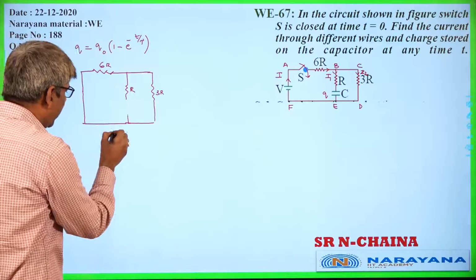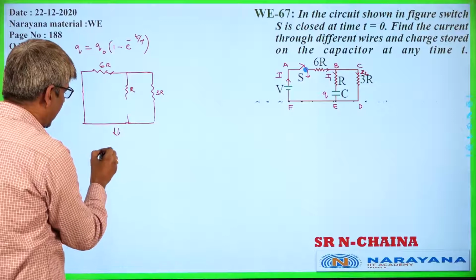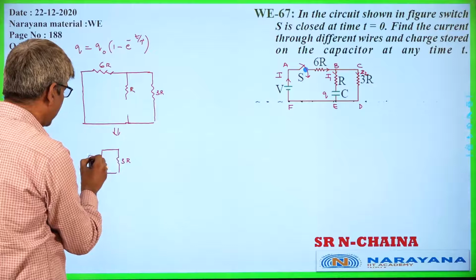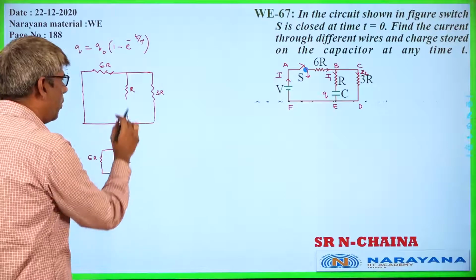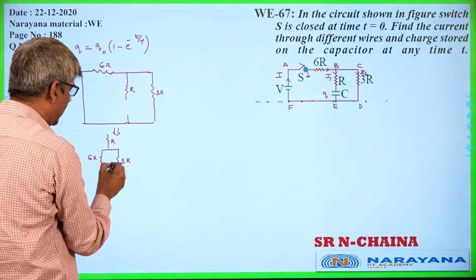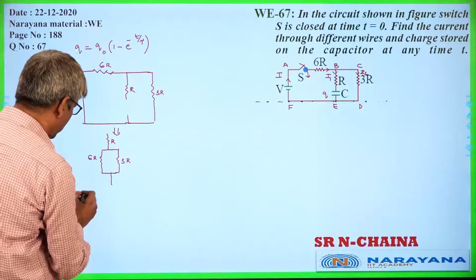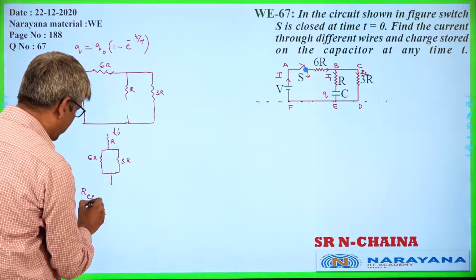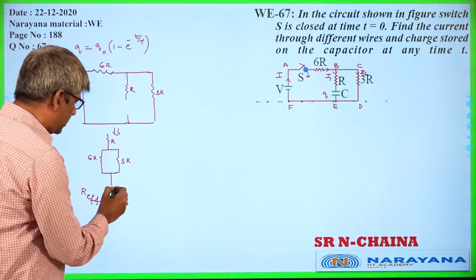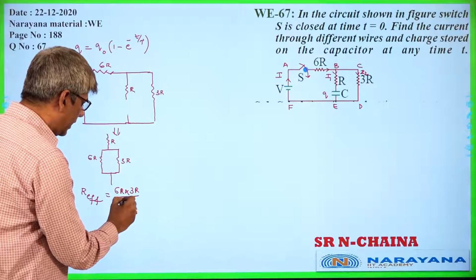So the same we can draw with the 6R and 3R being in parallel. Holding these open ends, move the resistor upwards. Therefore, this is an extra resistor R that is already there. Now, between these two ends, we have to find the effective resistance. So R effective is equal to, 6R and 3R are in parallel, so 6R into 3R divided by 9R.